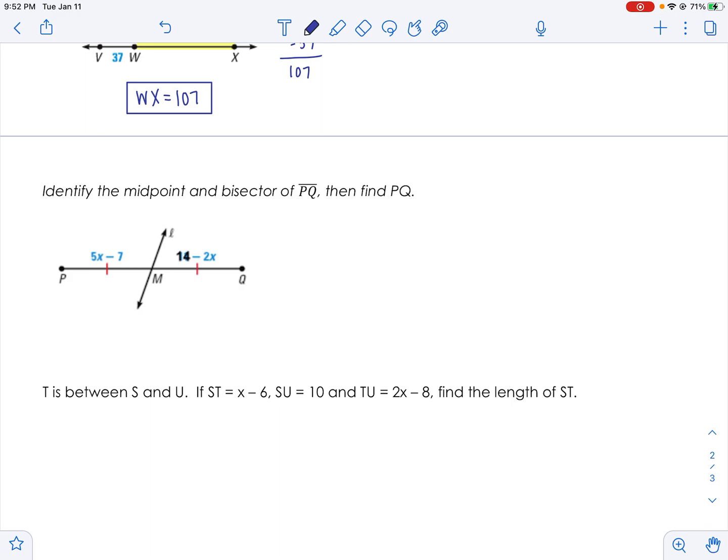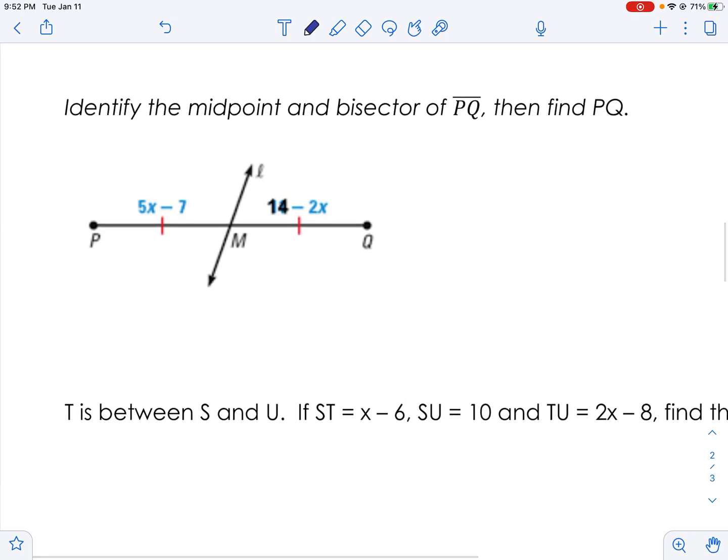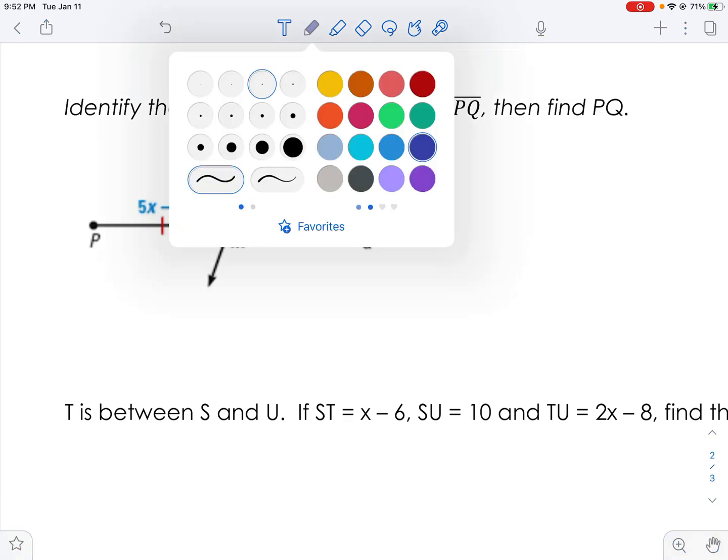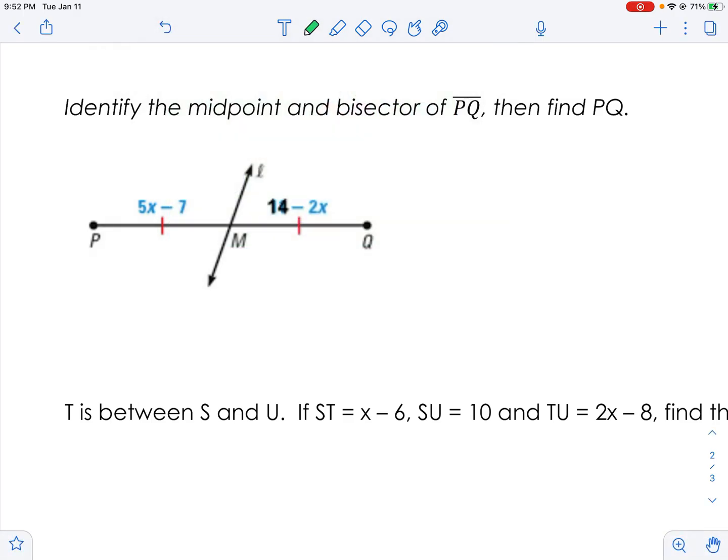In this next one, it says identify the midpoint and bisector of PQ and then find PQ. If you see an X in geometry, one of your first steps is probably going to be to solve for X. But before we get there, let's tackle the first half of this problem. Identify the midpoint and the bisector. So take a look at your picture. Which one is the midpoint? And if you said point M, you're correct.